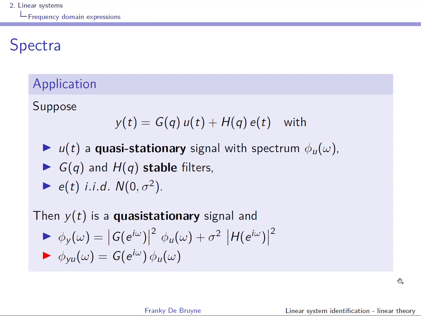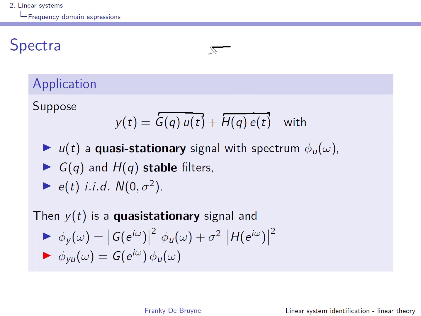So remember that y here is a mixed process. So here we have the deterministic part and here the stochastic part. And in order to write the spectrum of y as the sum of the spectrum of this signal plus the spectrum of this signal, these signals had to be uncorrelated. So this means that basically the data have to be collected in open loop.